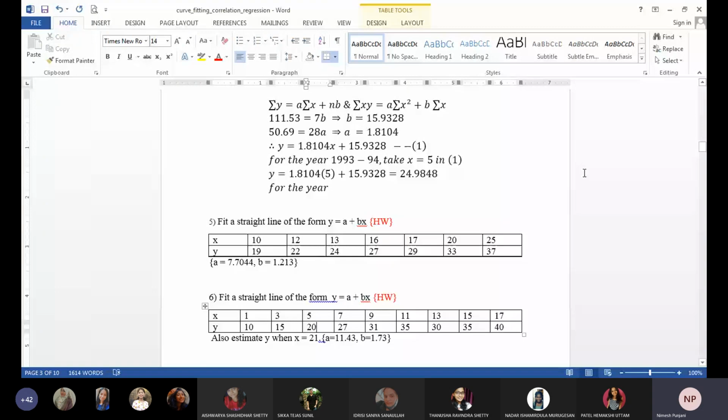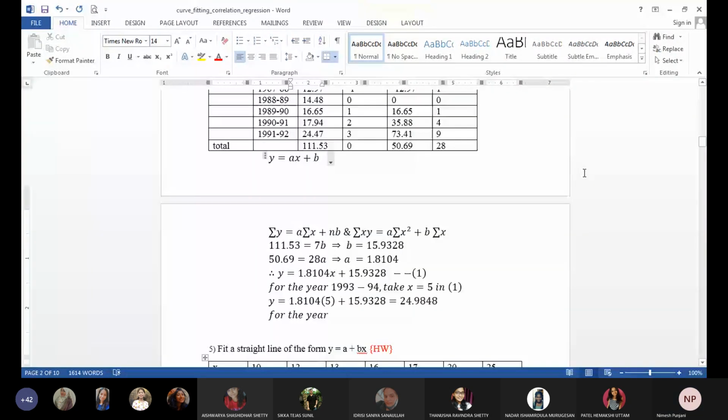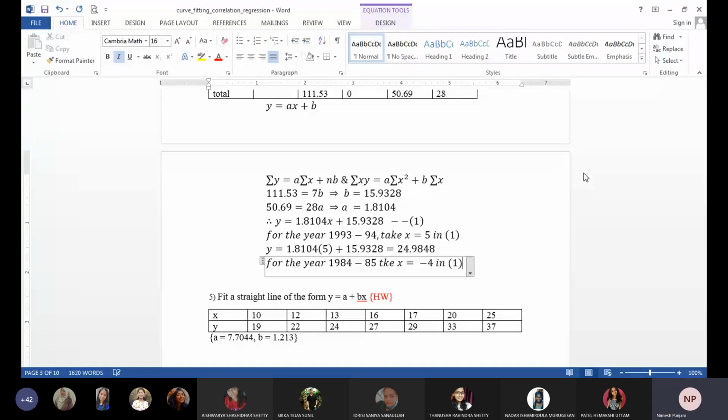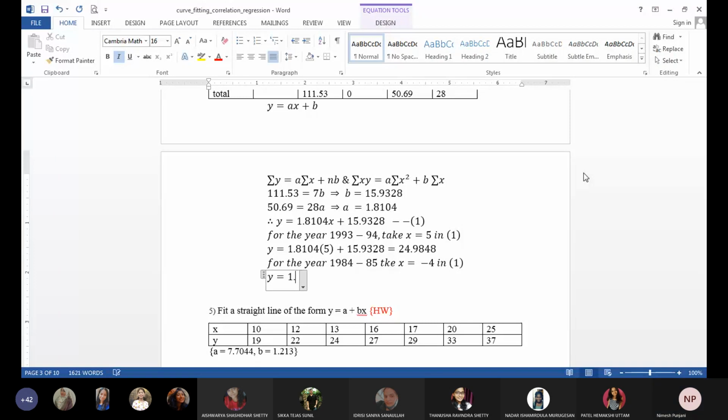So for the year 84-85, take x equals to -4 in equation 1. So how much we will get? $8.6822.